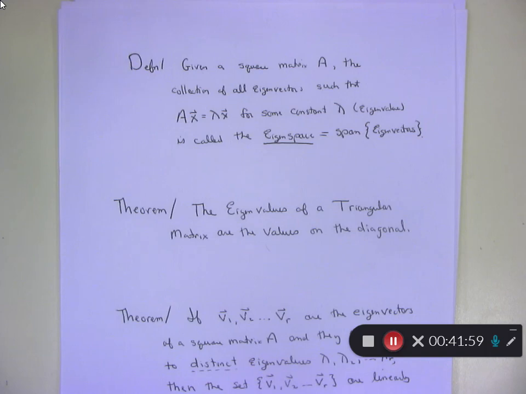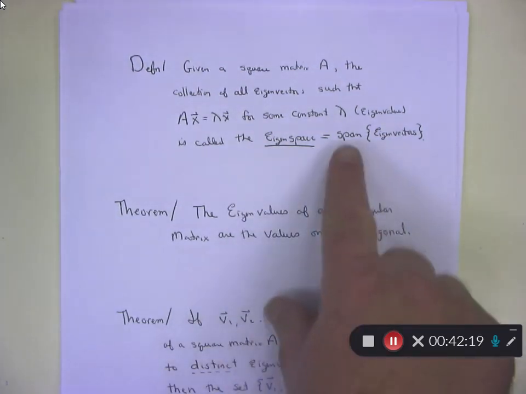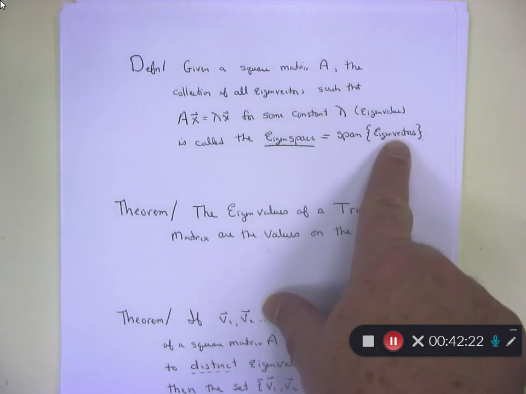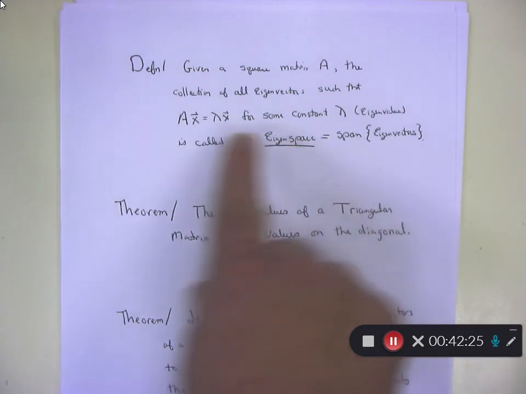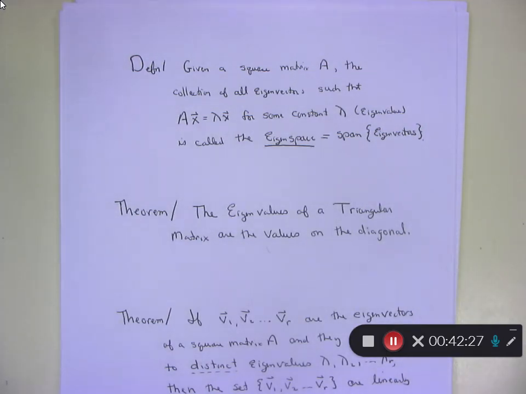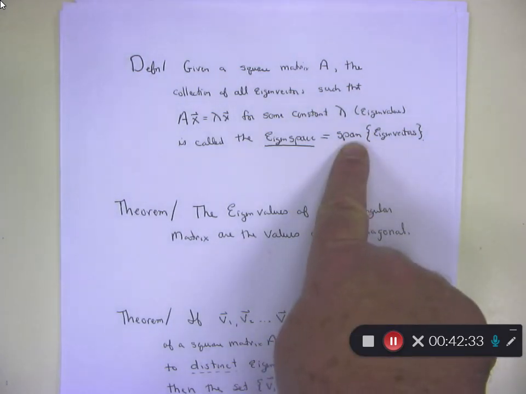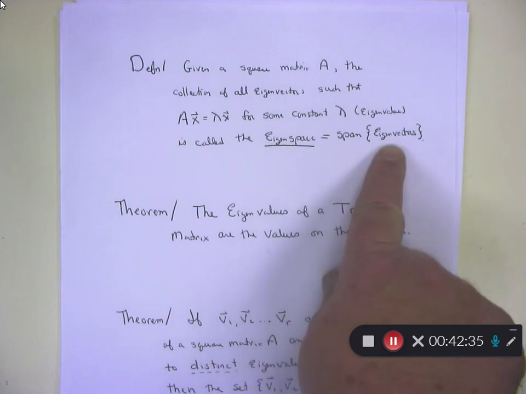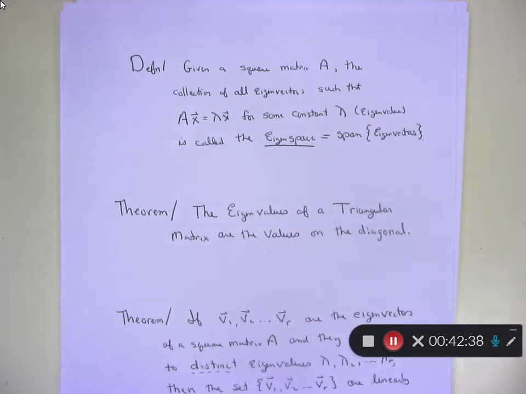But here's the deal. A space has got to have the word span in front of it. A listing of vectors is just vector, comma, vector, comma, vector. Okay? You remember that one. So an eigenspace is the span of the eigenvectors. So you're going to have some eigenvectors, but that doesn't make it a space. That just is a listing of vectors. To make it a space, span. What does the word span mean? A set of linear combinations of the eigenvectors. This will be called the eigenspace.